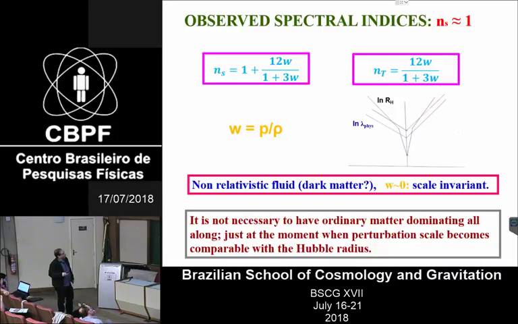Note that it's not necessary to have ordinary matter or pressureless matter dominating all along, just at the moment when the perturbation scale becomes comparable with the Hubble radius. But also, if for small wavelengths, when they cross, another fluid is dominating, then the spectrum could be different. So maybe at some small scales, there could be some running in these models. Well, of course, it depends on the model.